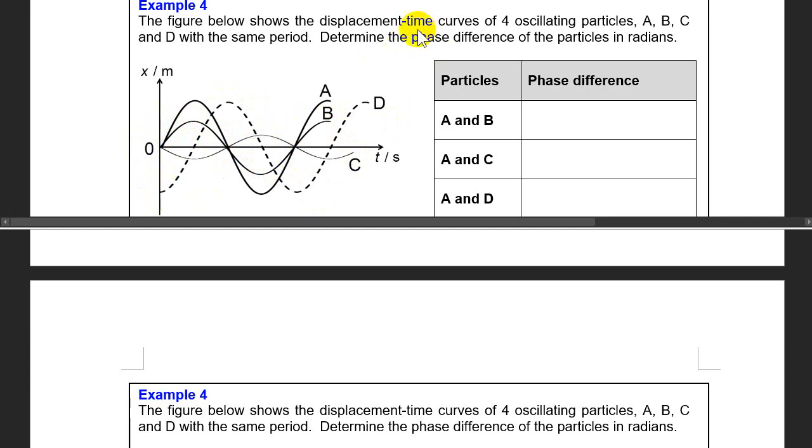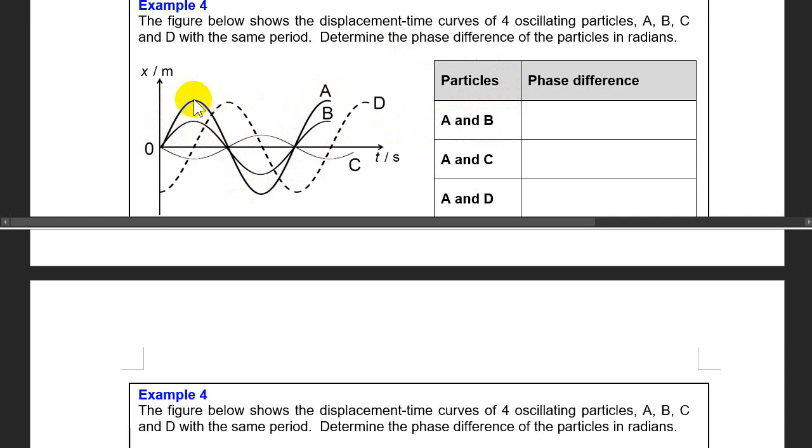So the question is, what are the phase differences between these oscillations? Okay, let's look at them one by one. A and B. This black one is A. This not as black one is B.